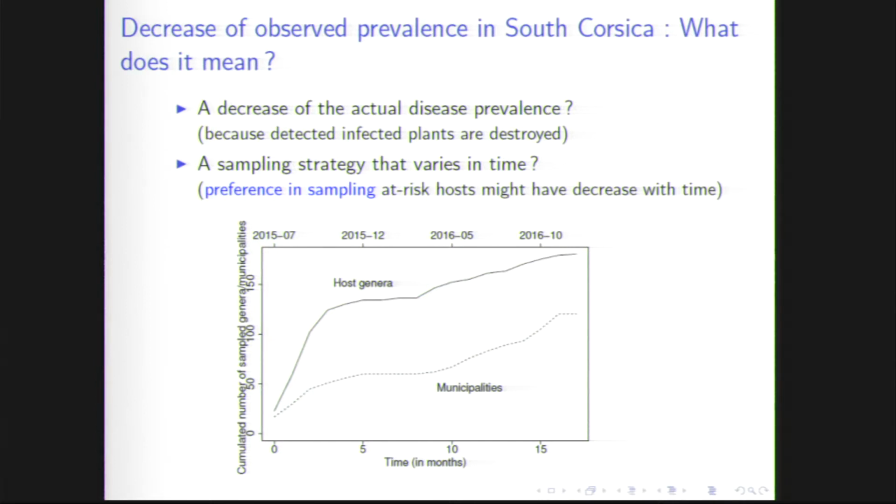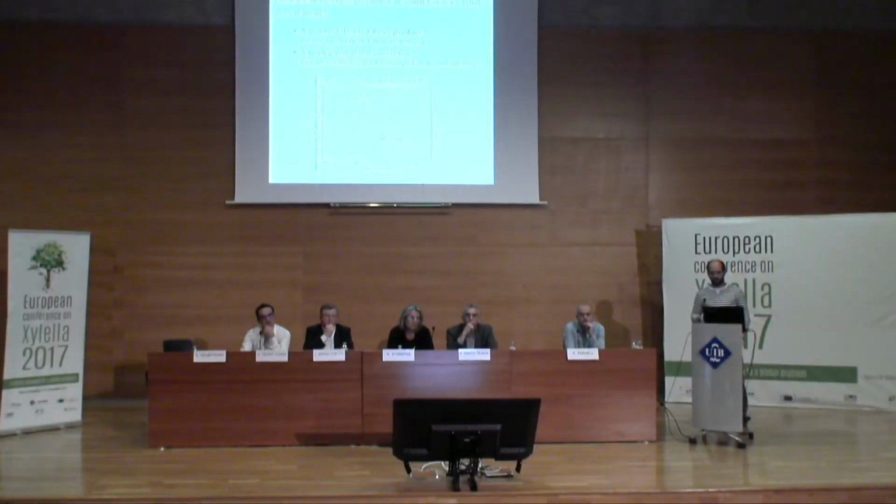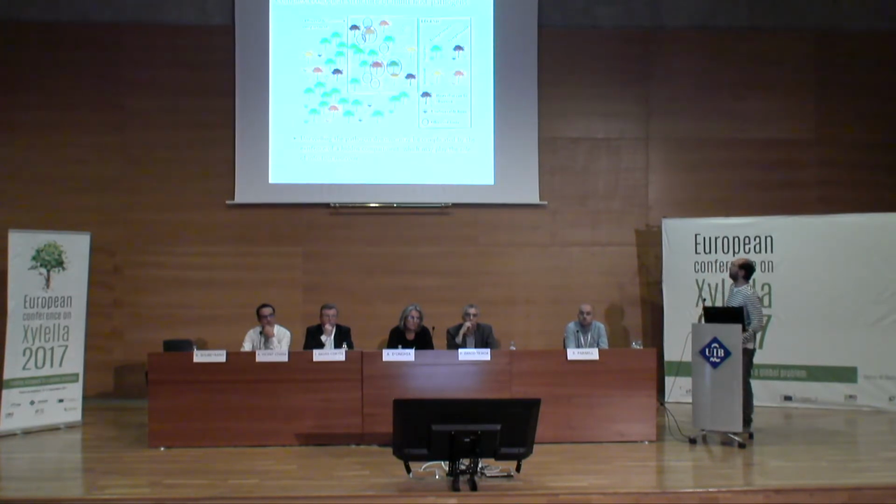Indeed, to assess the global situation in Corsica, more and more host genera and more host municipalities have been surveyed. And so the preference in sampling at-risk hosts might have decreased with time. And our approach tried to disentangle this situation and understand which of these explanations is the most influential on the raw data.